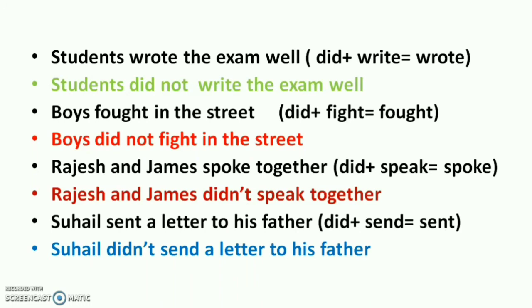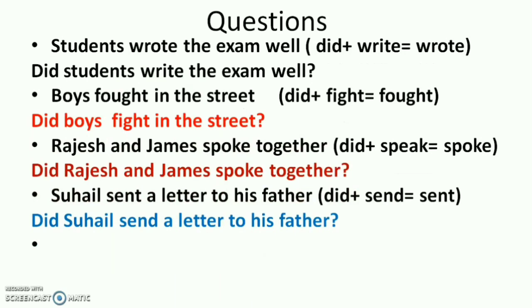Then how to change into questions with did? Students wrote the exam well. Did plus write becomes wrote, we discussed. Take the auxiliary did from wrote, did, then use the subject students, write the exam well. Did students write the exam well? Vidyarthigal pariksha nannayi ezhuthiyo. What is the positive meaning when did is used? Students wrote the exam well. Vidyarthigal pariksha nannayi ezhuthi. You remember the meaning that we have given in the irregular V2 form.